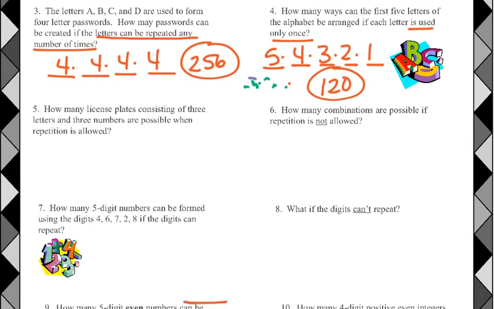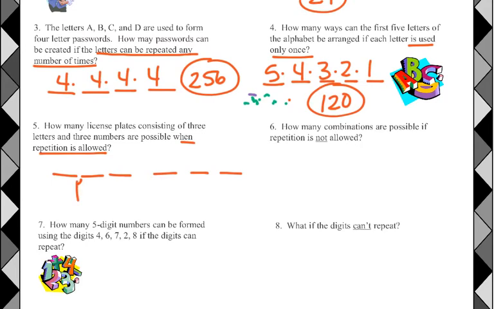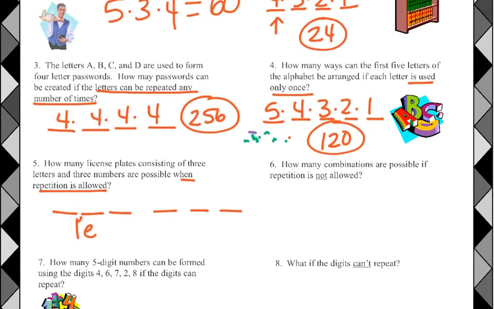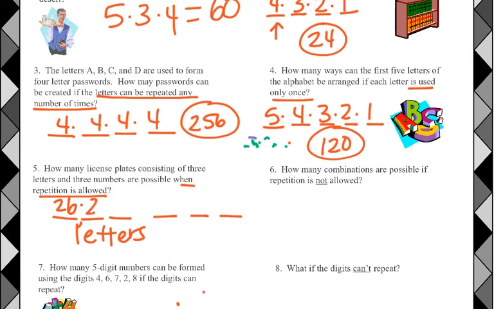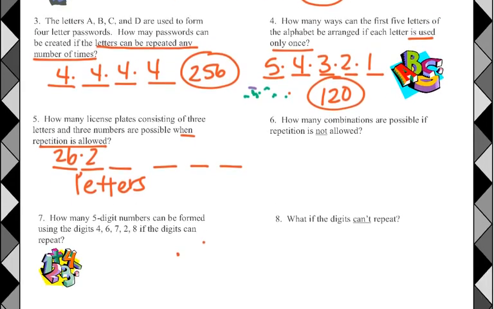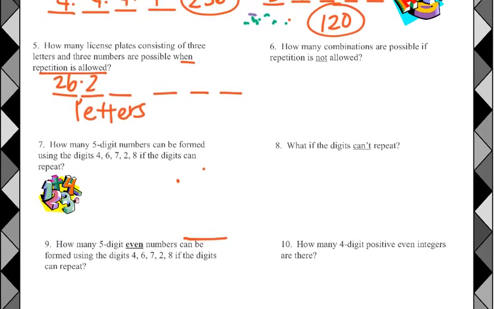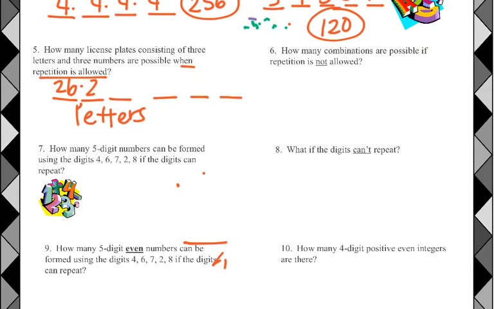So license plates, 3 letters, 3 numbers. Here it says you can repeat. So I got letters and numbers. How many letters are there? Do you remember? Right, there's 26 letters in the alphabet. And since I can repeat, it would be 26, 26, 26. How many numbers are there? You know how many numbers there are? Everyone thinks at first 9, but it's actually what? 10. Why? Right, because you can have a 0.